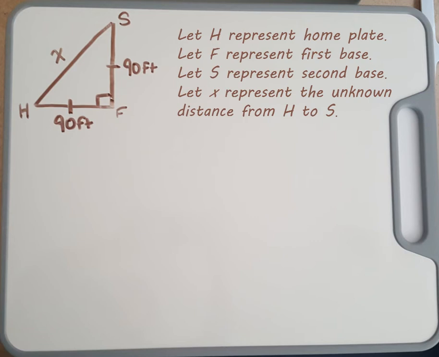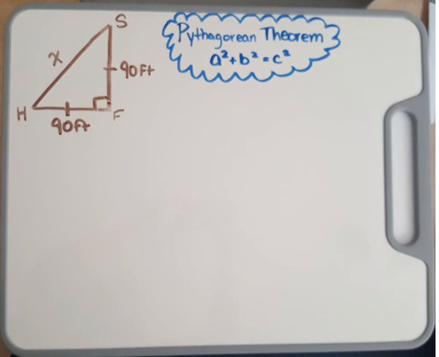Knowing that I had a right angle triangle and needed to find the length of one of the sides, I chose to use the Pythagorean theorem, which is a squared plus b squared equals c squared. The important thing to remember is that c squared always has to be the hypotenuse, which is the longest side. In my diagram, that's x, so x had to be c, and the 90 feet for either of the other legs could be a or b. The order didn't matter.